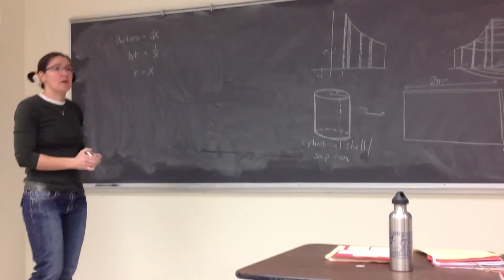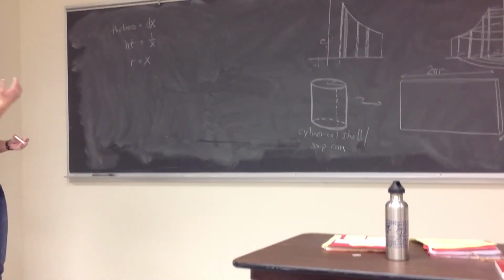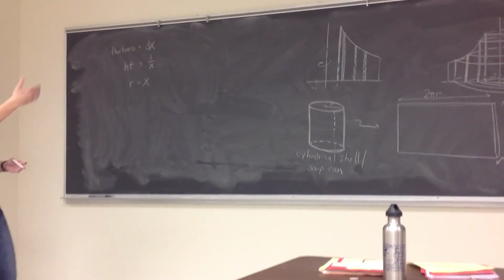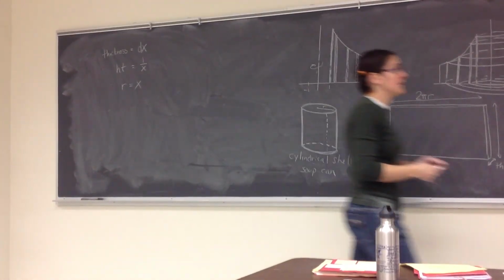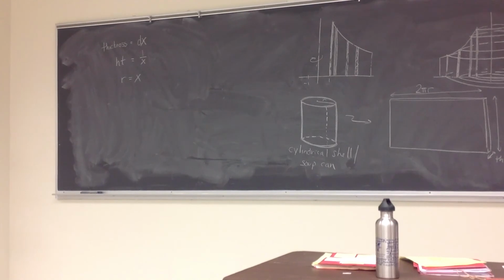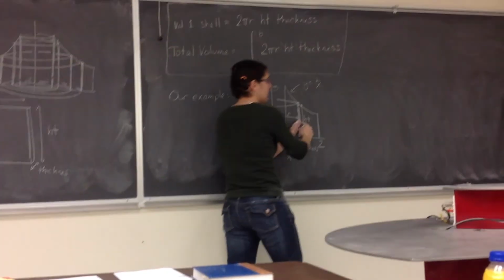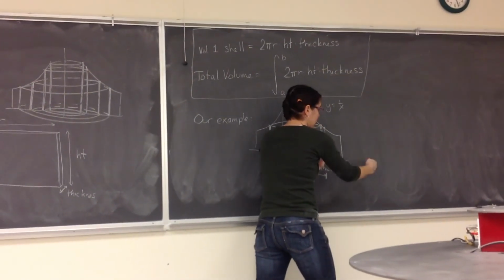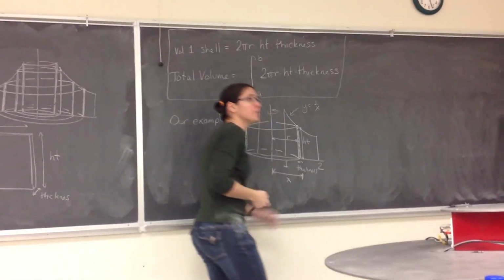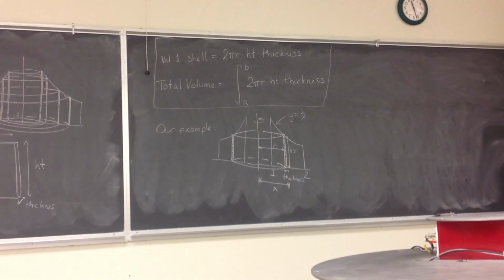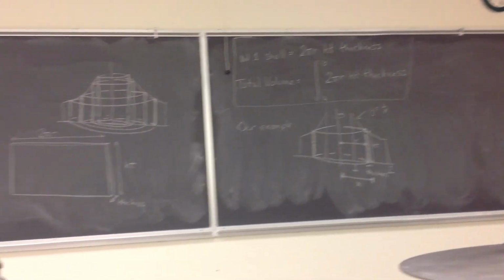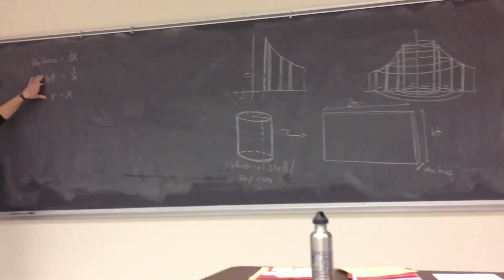And so if we are rotating around something other than the y-axis, then this distance from the y-axis to the wall is still a distance of x, but if we're rotating maybe this way, then we'd have to figure out what this distance is. Okay, other questions about thickness, height, or r?